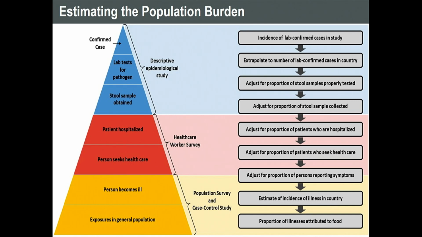We're going to adjust for the number of stool samples properly tested, so we're going to be doing some laboratory surveys to be able to understand current practices, and then we're going to adjust for the proportion of stool samples collected. Our second study is going to be a healthcare worker study, and this we will randomly select healthcare workers around the hospitals involved in the descriptive epi study, and we will be asking them a range of questions around their treatment practices and referral practices. So this will allow us to adjust for the proportion of patients who are hospitalized and who seek healthcare.